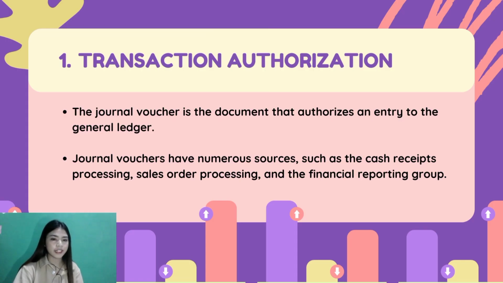First is the transaction authorization. The journal voucher is a document that authorizes an entry to the general ledger. And the journal vouchers have numerous sources such as the cash receipt processing, sales order processing, and the financial reporting group. So it is vital to the integrity of the accounting records that the journal vouchers are properly authorized by a responsible manager at a source department.